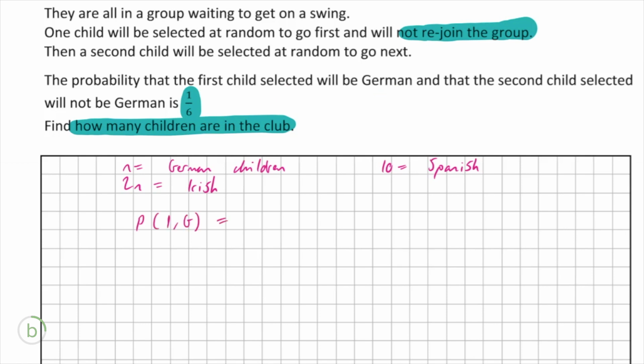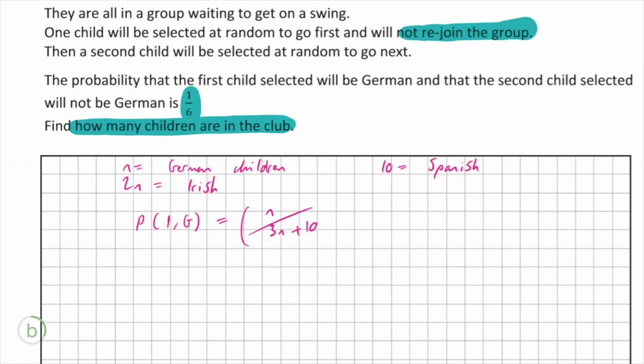And we're going to call this P1, G, so the probability of the first selection. The kid is German, that's just what we're going to call it. So that's n, and to find the total number, we're just going to add n, 2n and 10 together, so that is just going to be 3n plus 10.